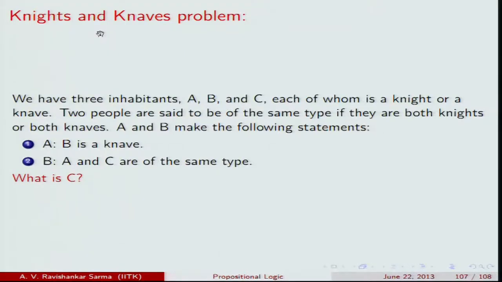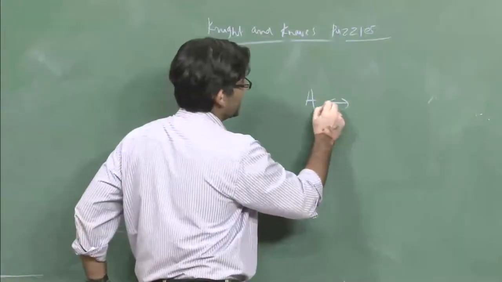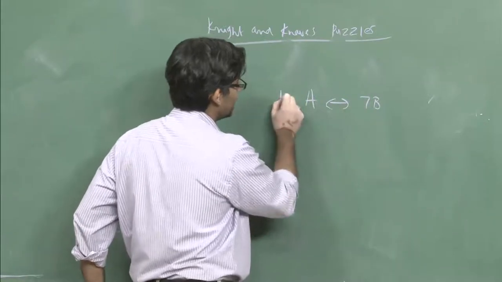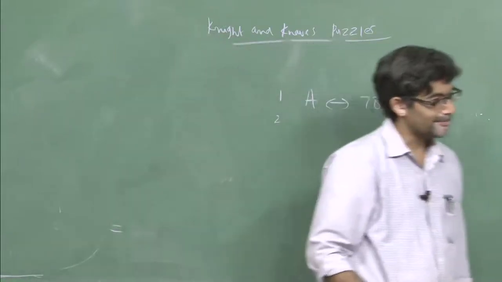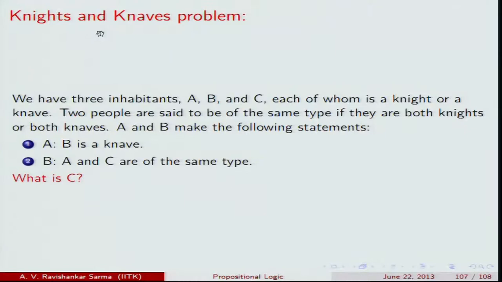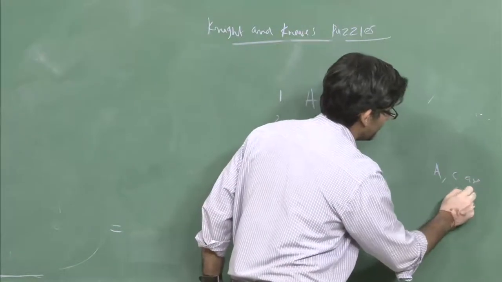So here is the information that we have. You asked A and B, and A is saying B is a knave. Now this particular thing I will describe, and maybe you can solve it in your free time. So A says that B is a knave, that is the first sentence in this problem, and now B says A and C are of the same type.